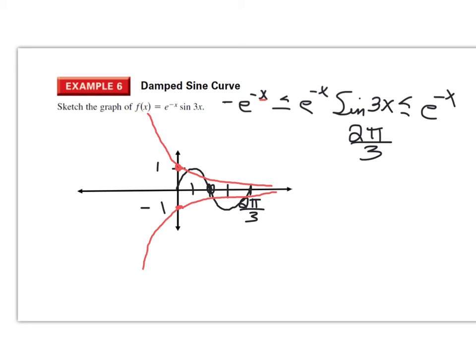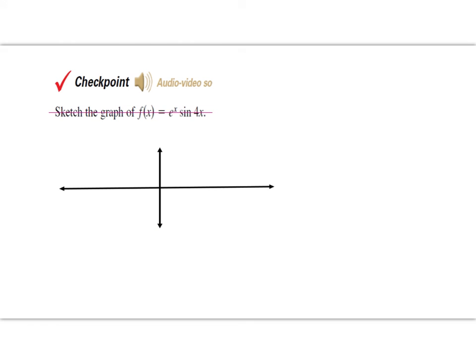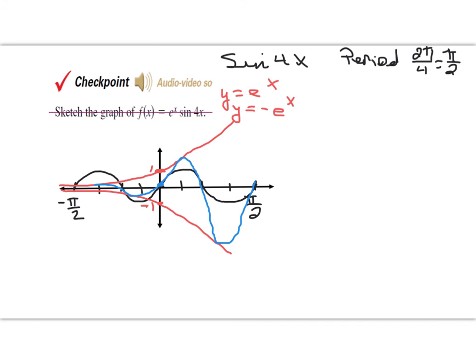So what's going to happen with our sine 3x is it's going to go to its maximum there, then to 0, then to its maximum there, then to 0, and then to its maximum. So it's doing something like this, and our e to the negative x curves are the ones sandwiching it in between. I'm going to have you stop and come back on when you're ready. The blue one is our final answer.